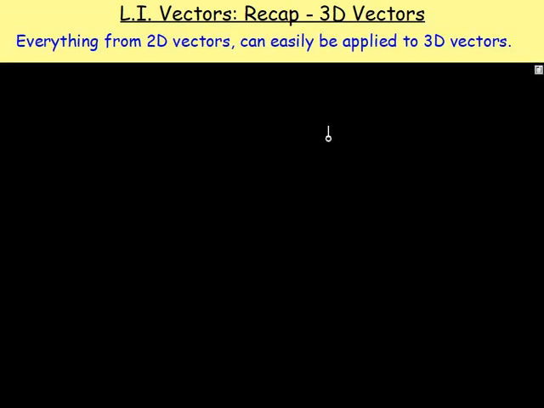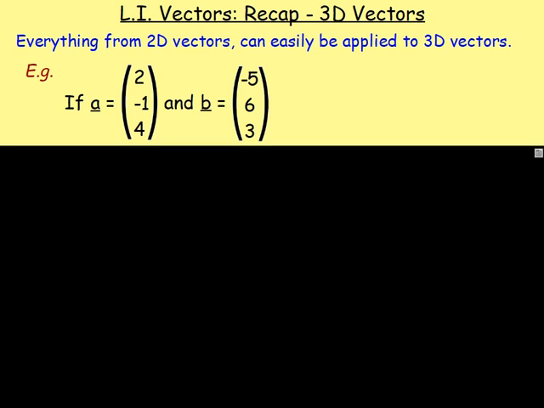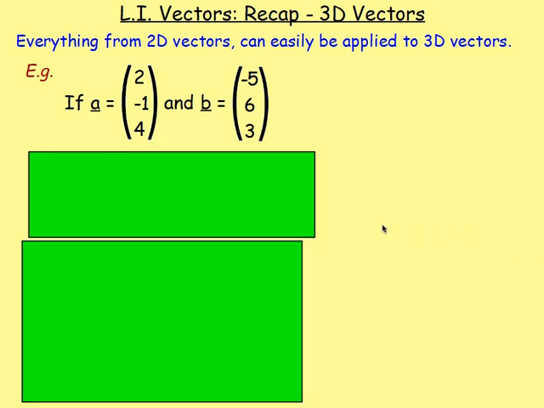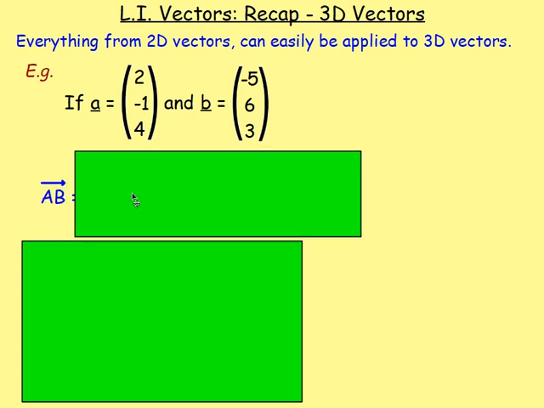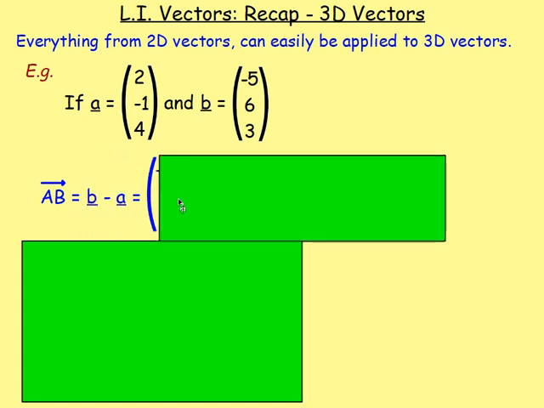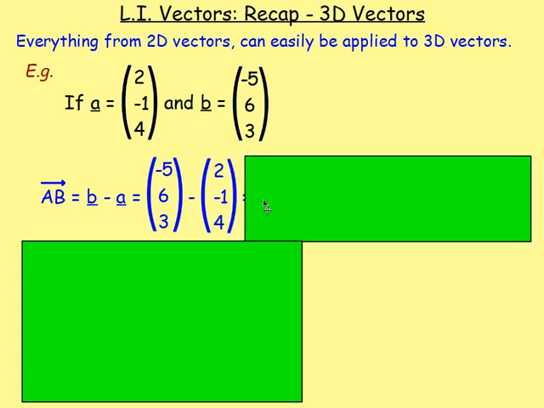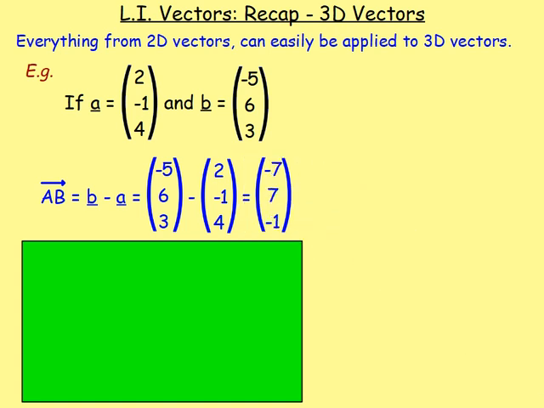The good news is that everything we have learned in 2D can also be applied to 3D vectors. So if you are given a couple of vectors there, well, you can add them, you can subtract them, you can multiply by a scalar. You could also work out AB. Again, the same thing, it's just going to be vector B minus vector A. So it'll be 5, 6, 3, take away 2, negative 1, 4. If you subtract them, it's the same rules. Subtract the x's, subtract the y's, subtract the z's, and you would get this position vector.